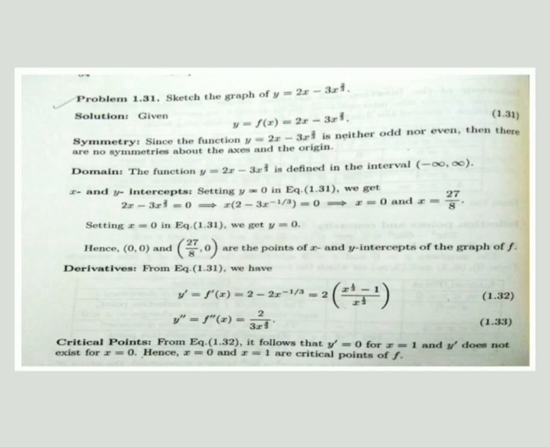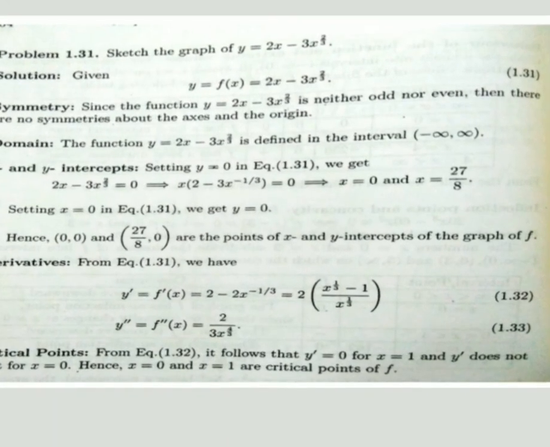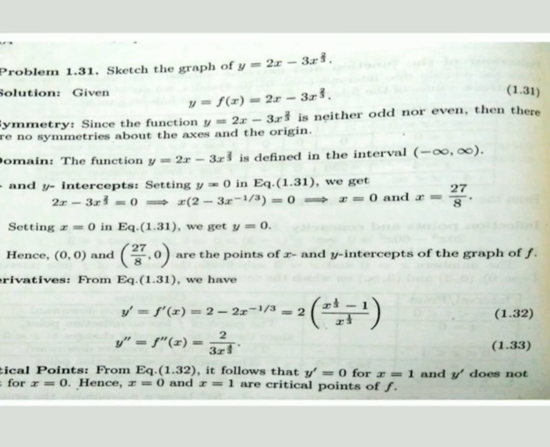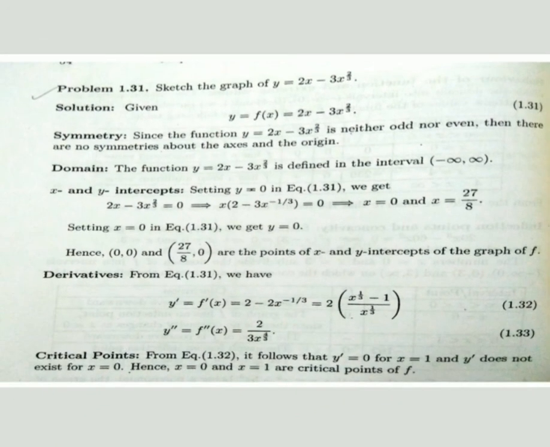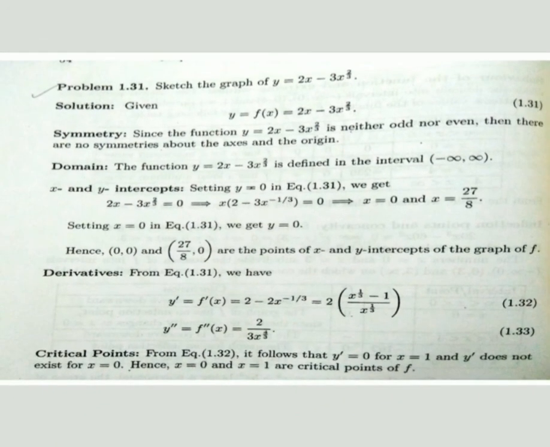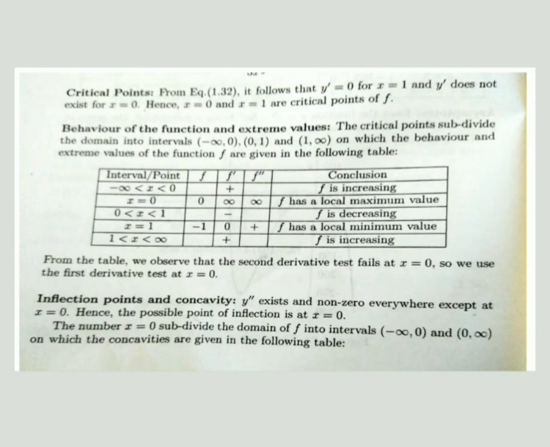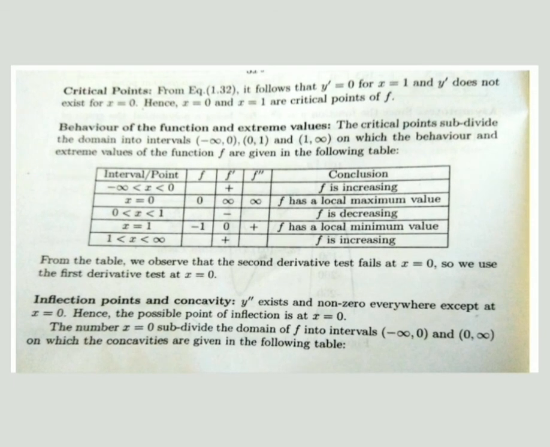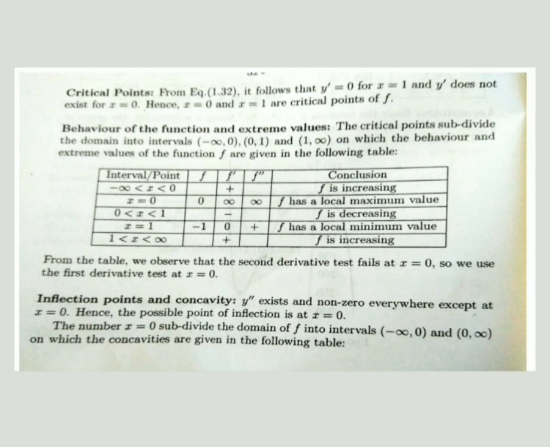Derivatives will be 2 into x power 1 by 3 minus 1 by x power 1 by 3. Y double dash will be 2 by 3x power 4 by 3. Therefore, the critical points we obtain here are 0 and 1. Next, look at the functions. Extreme values we can see here. Then the point of inflection and the graph.